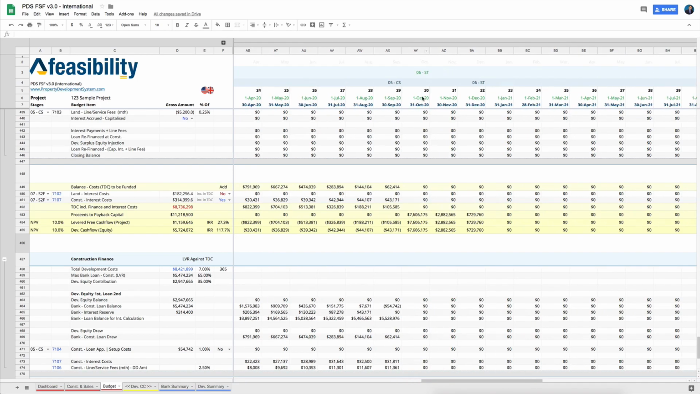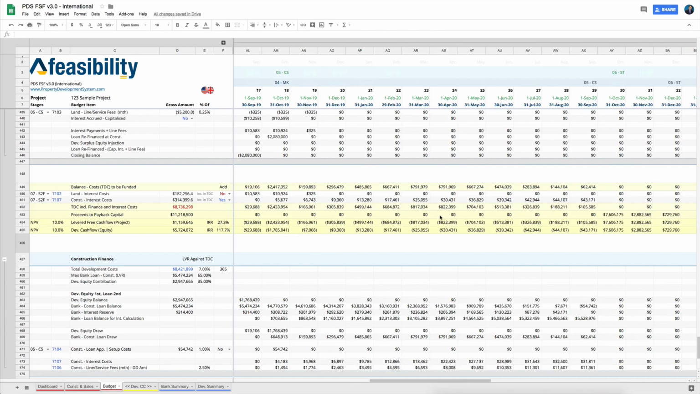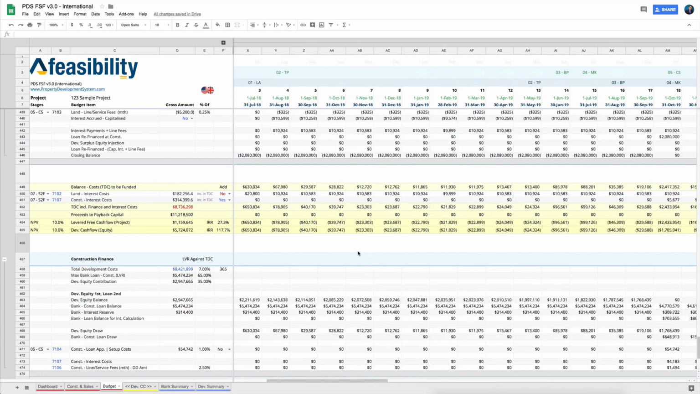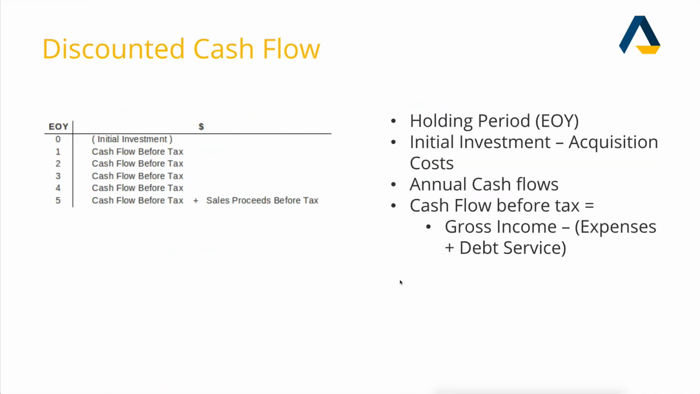And in months 30, 31, and 32, that's when your sales start to happen. That's when the money will start coming in. How much is it going out every month? How long is it going to go out for? When will it start coming back in, and what will come back in? That's what a discounted cash flow actually tells you.